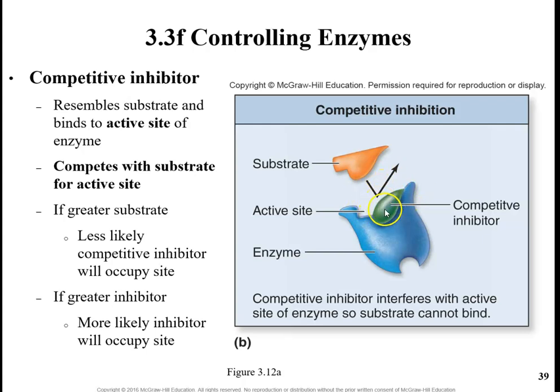Now, the way to overcome this is you can put more substrate into the system, and then that will reduce the probability that a competitive inhibitor binds at the active site, right? That makes sense. If there's more substrate floating around, it's more likely to bind to the enzyme than the competitive inhibitor. But if there's greater inhibitor in the system, then it's more likely that the inhibitor will occupy the site. Very, very important to know that a competitive inhibitor interferes with the active site.